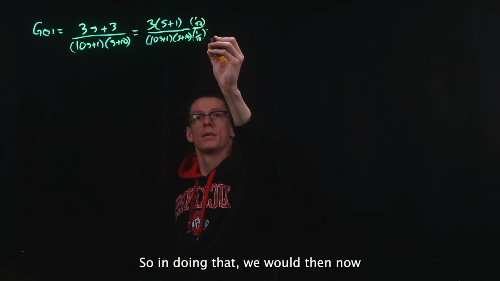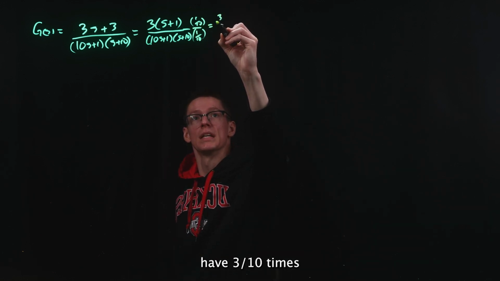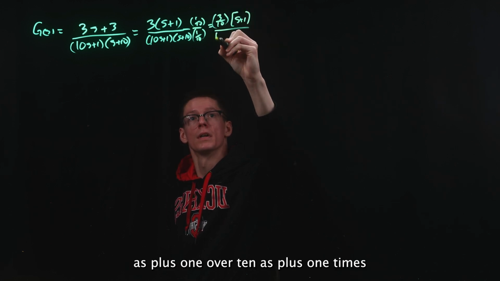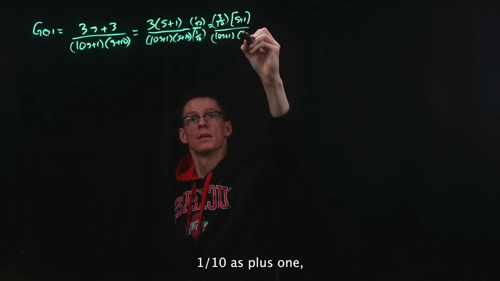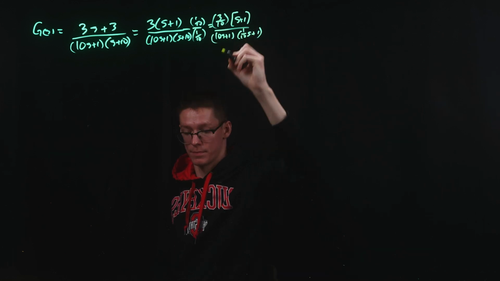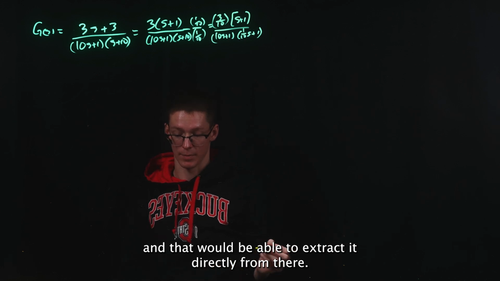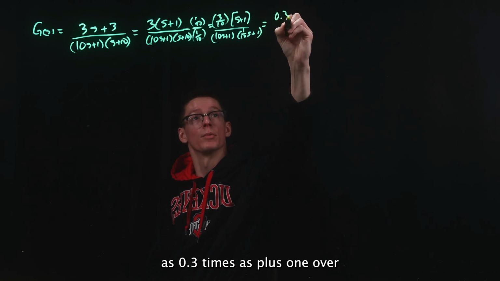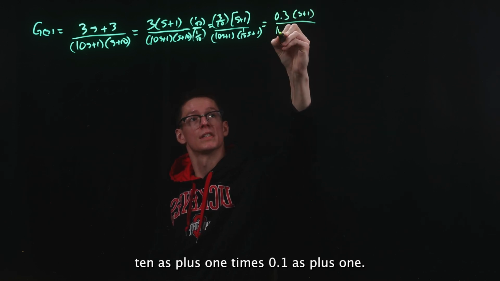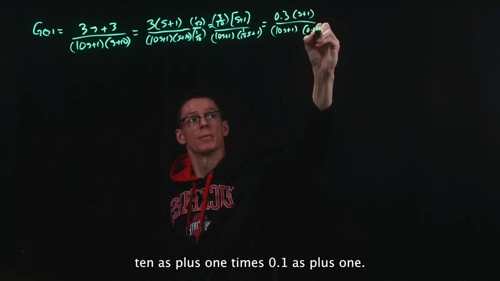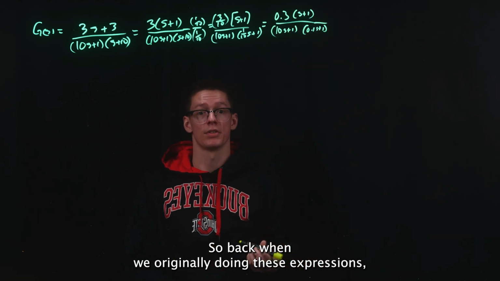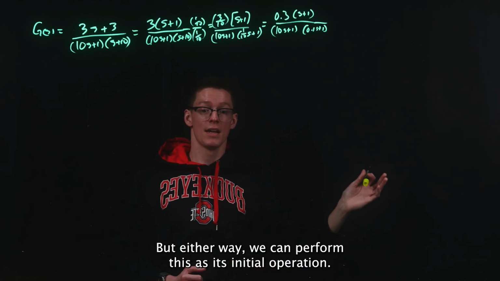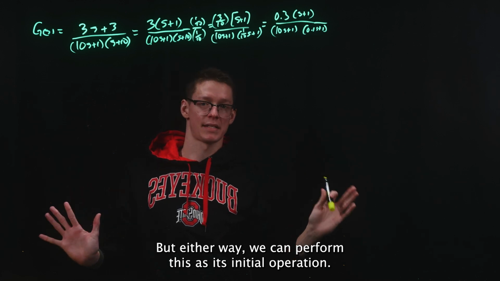So in doing that, we would then now have 3/10 times (s plus 1) over (10s plus 1) times (1/10 s plus 1). And that would be able to extract it directly from there. So in this way, I can rewrite this as 0.3 times (s plus 1) over (10s plus 1) times (0.1 s plus 1). So back when we were originally doing these expressions, we can find out which of these would be the limiting one and which would not. That can then go into the exponent. But either way, we can perform this as its initial operation.